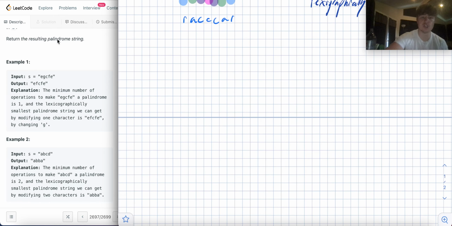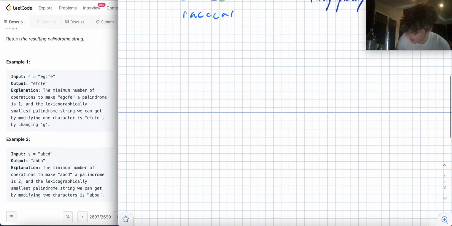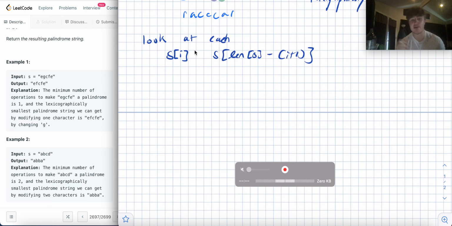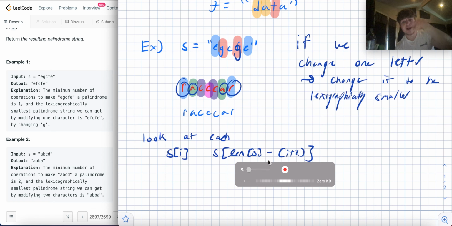Okay? So what we need to basically do is look at each s of i and s of the length of the string minus i plus 1. So what I'm saying here is we look at each of these characters that need to be the same. The 0th and the -1 need to be the same, the first and the -2 need to be the same. So I'm basically saying, look at the 0th and the -1, and the 1st and the -2, and the 2nd and the -3, like so.